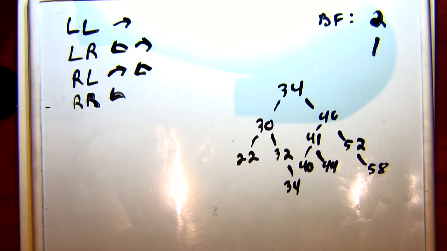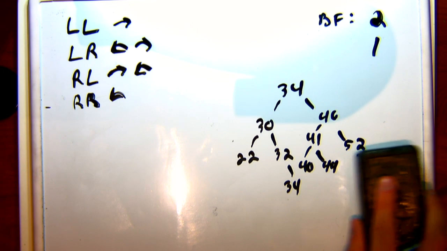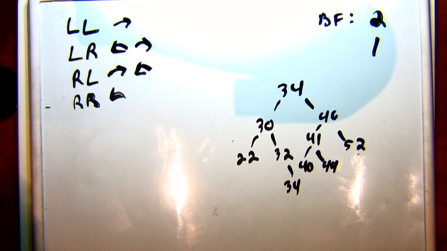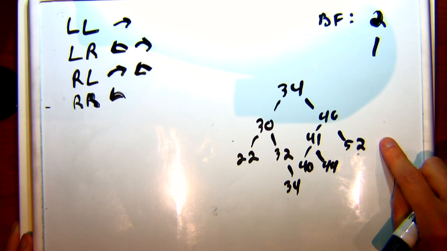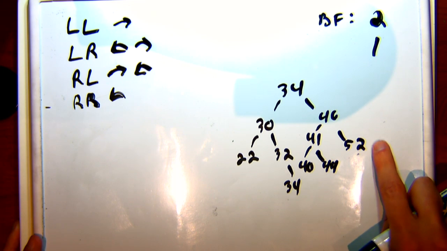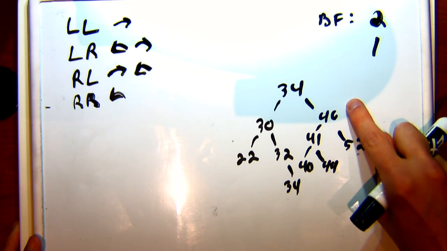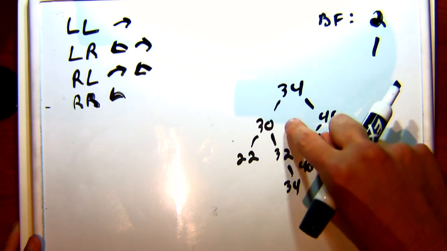Now we're going to delete 58, which is over here. And we can just delete a leaf node, that's fine. The leaf node has no children, so we're not worried about it. But we do need to check up from that leaf node to see if there's any imbalances now. So we'll look, 52 is fine, 46 is fine, 34 is also fine.